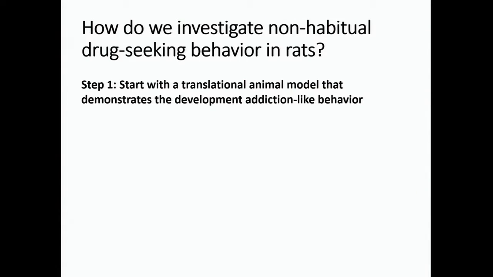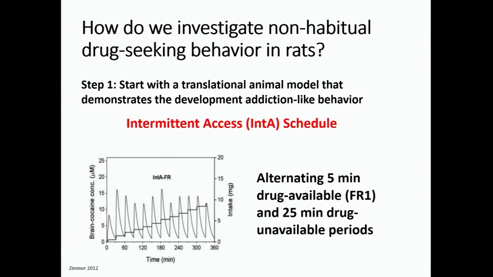Okay, so how do we model this? How do we start by building this type of procedure? So the first thing that we do is we start with an animal model of addiction, which shows addiction-like behavior in rats. The type of model that I decided to use is called an intermittent access schedule. Basically, the animals get 5 minutes of access to cocaine, followed by 25 minutes of a timeout period where there's no cocaine available at all. Okay? So it's a model of animals intermittently sort of binging on cocaine in a given session.